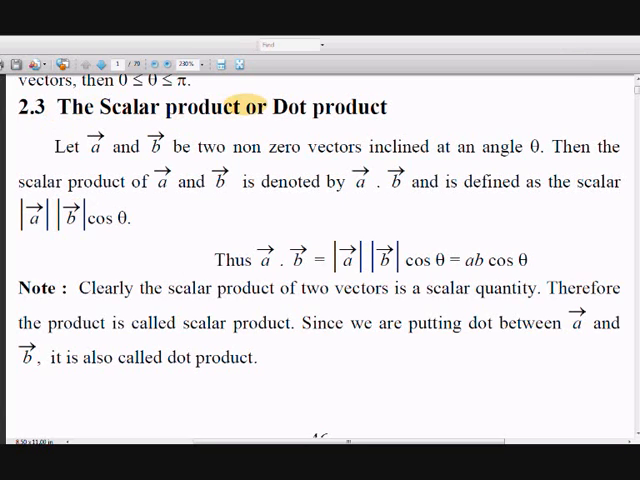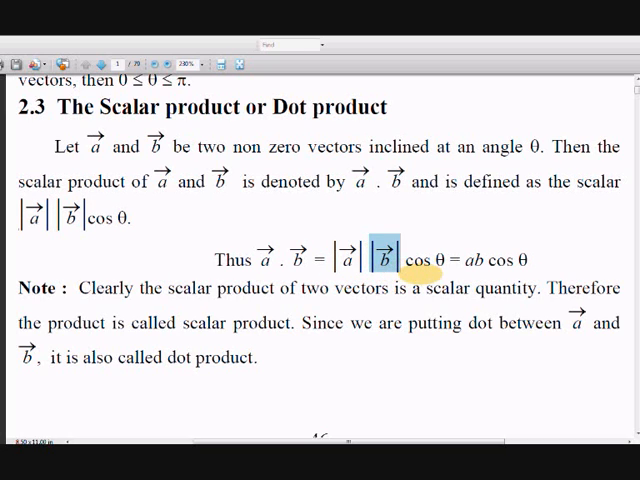What is the scalar product or a dot product? There are two vectors A and B, and they are two non-zero vectors inclined at an angle theta. Then the scalar product of A vector and B vector is denoted by A dot B and is defined as the scalar: modulus of A, modulus of B, cos theta. This is how we find the projection of one vector onto the other.